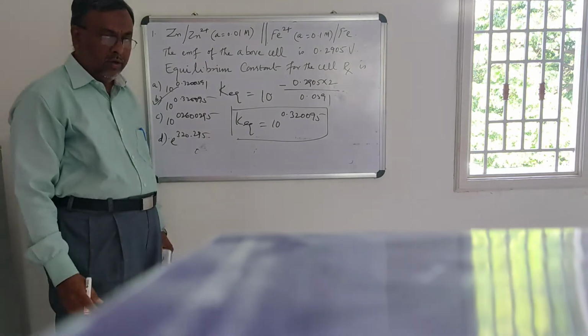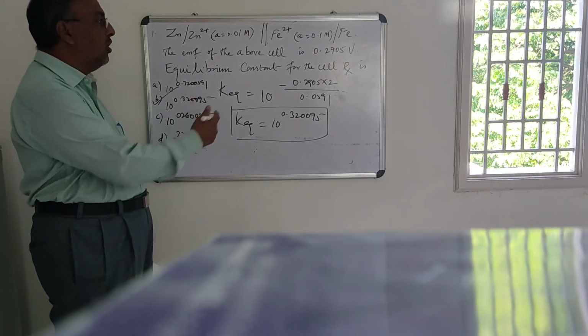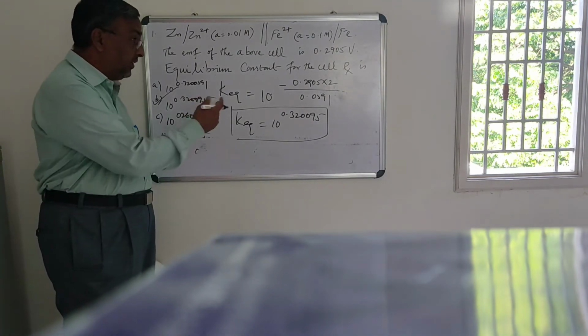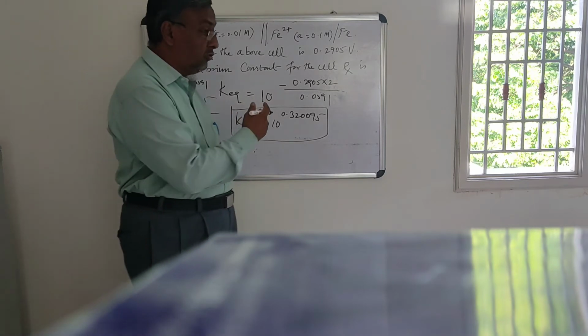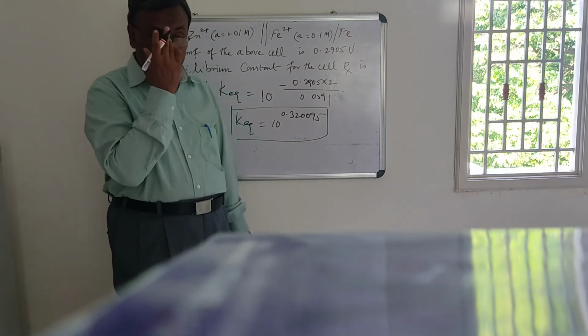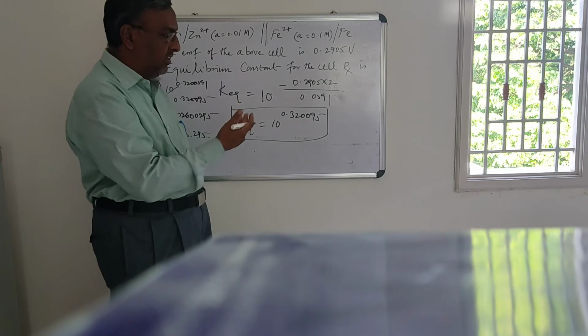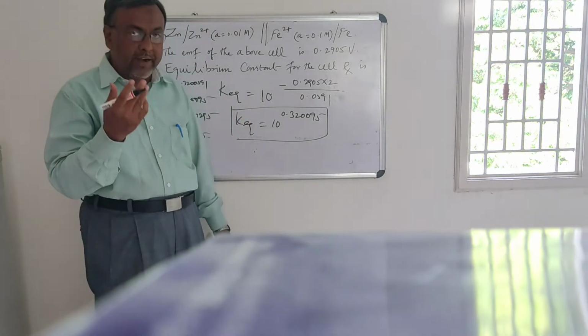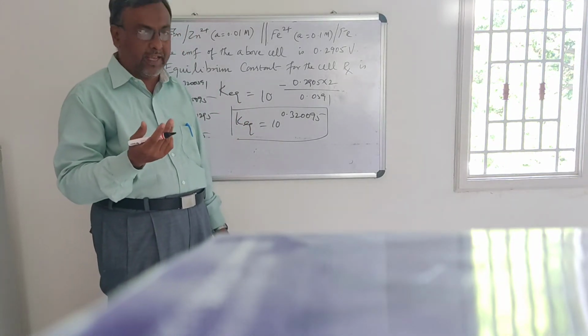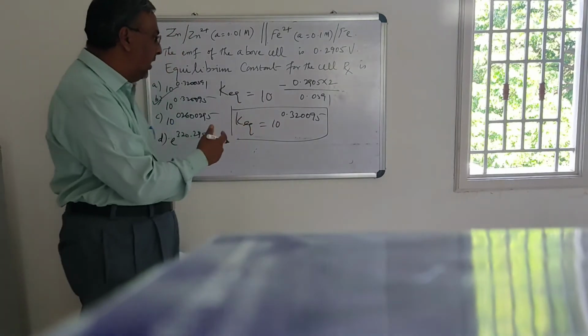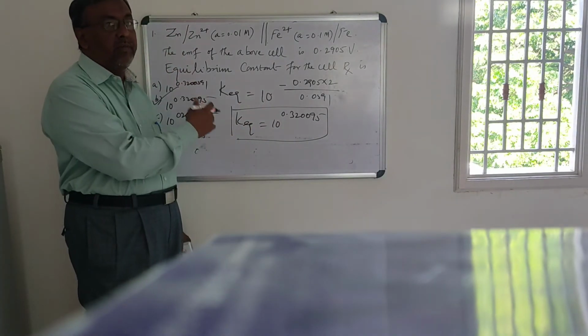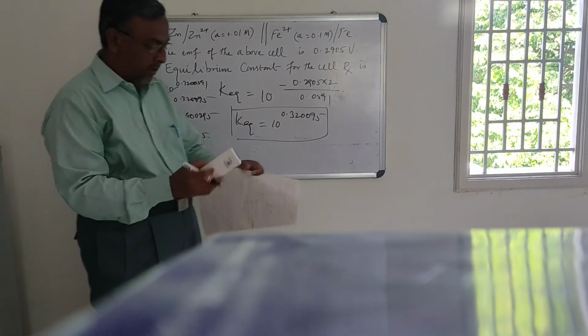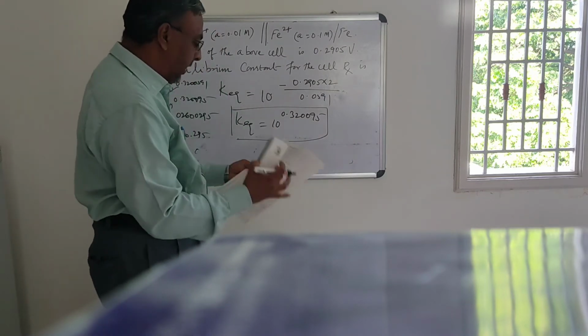So this is how we have to find out the value of equilibrium constant. In this type of problem, it involves 2 steps. First, from the EMF of the cell, we have to find out the standard electrode potential E naught of the cell. From the E naught of the cell, we have to find out the value of equilibrium constant. Okay. Now let us pass on to the next problem.